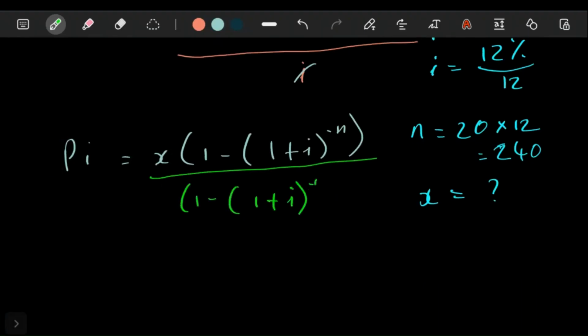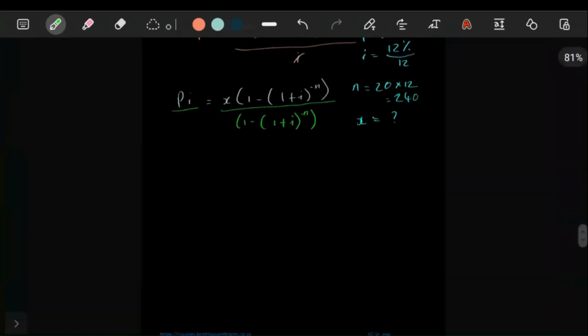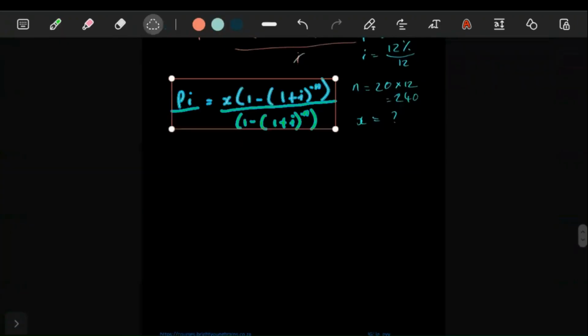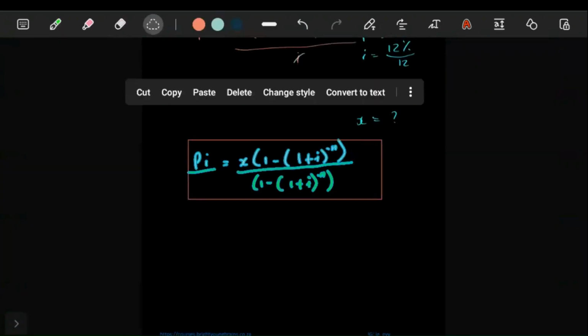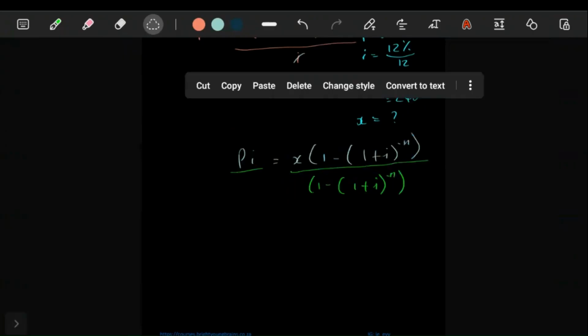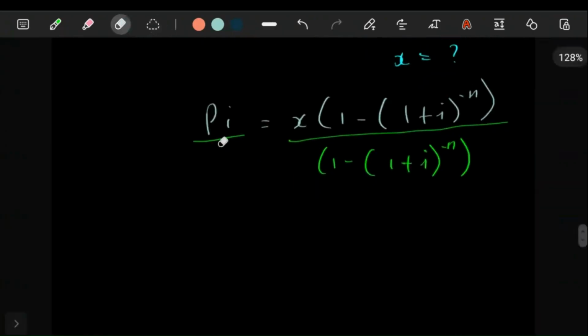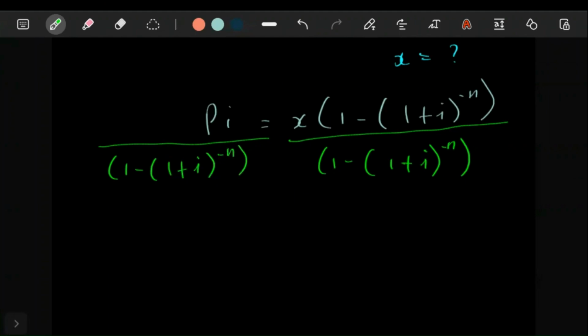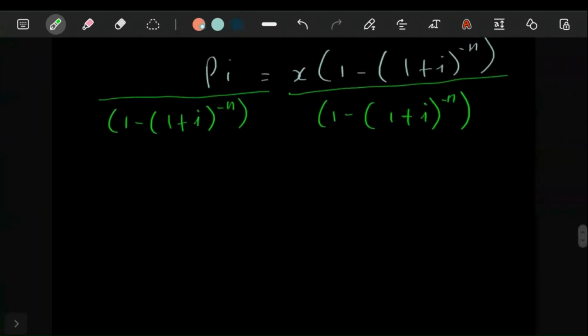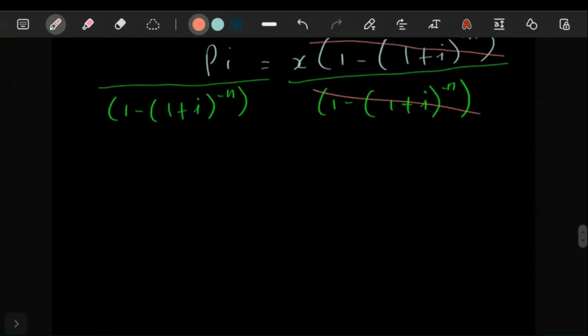1 plus i negative n. Here also, you see. Do that, do that, do this here, do this here. 1 minus 1 plus i negative n, like that. So this here can cancel that. And then here you can write x first if you want.